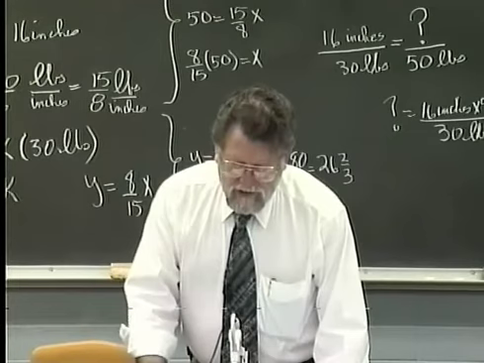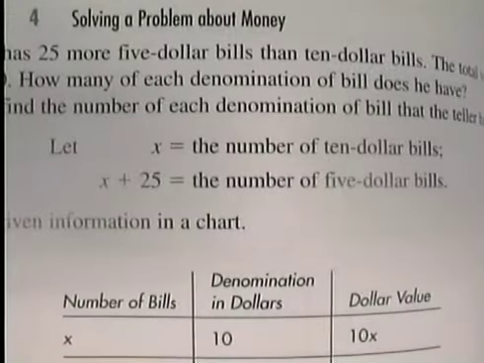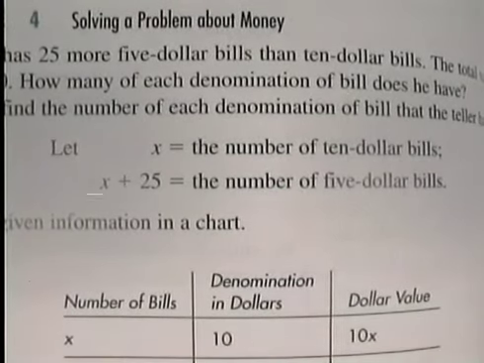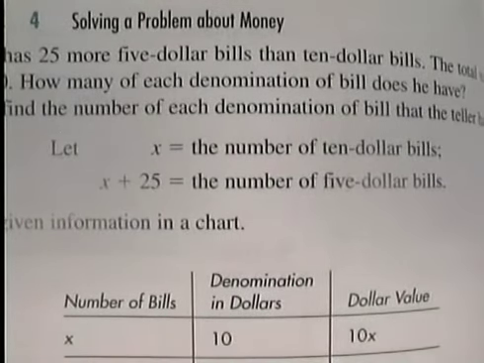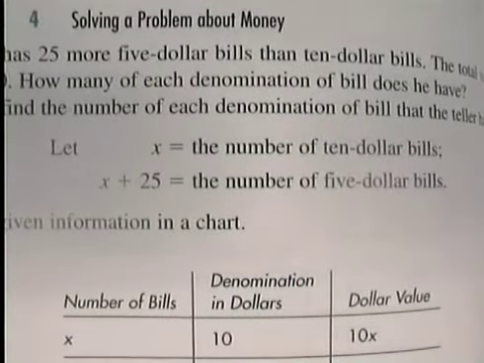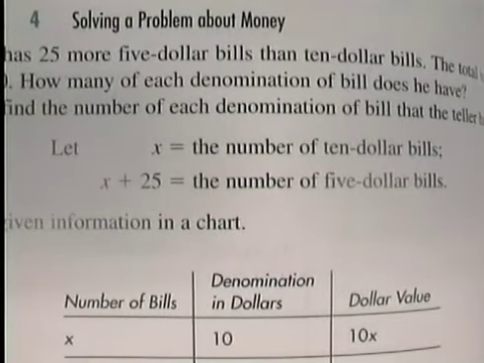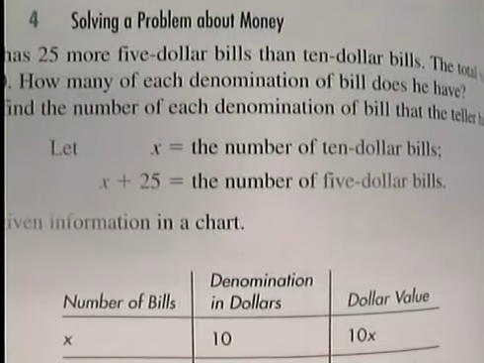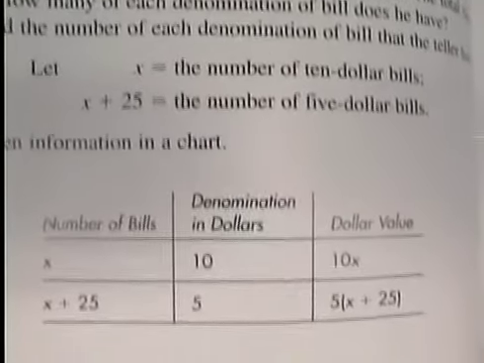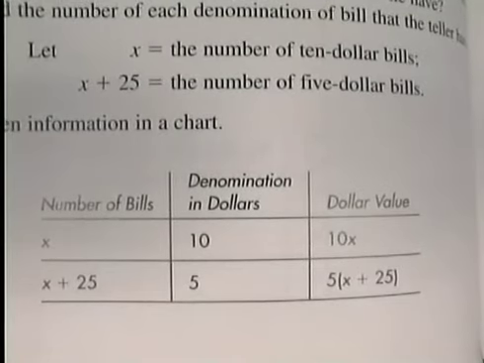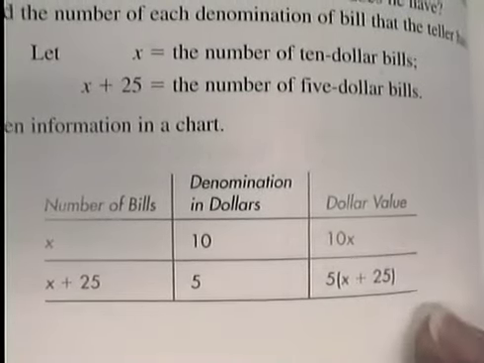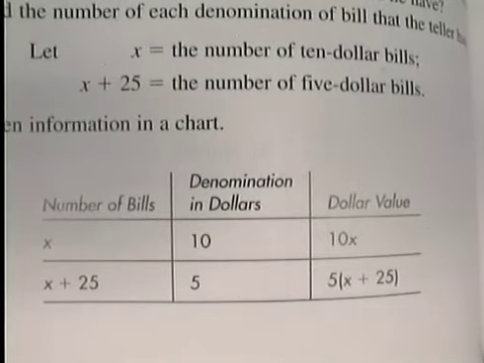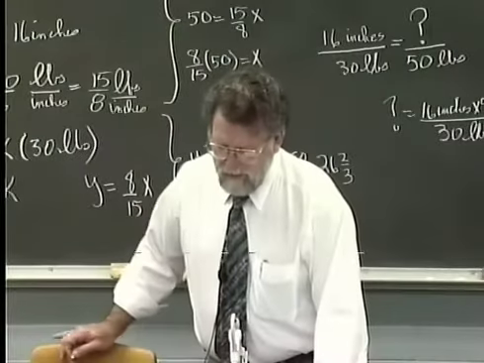Notice the solution here. X is the number of tens. X plus 25 is the number of what? $5 bills. Now you are told something in this problem: that the total amount of money is what? $200. So 10x is the value of the $10 bills, and 5 times (x plus 25) is the value of the $5 bills. If you add these two numbers, you should get 200. You have your equation. That's not an exciting problem.